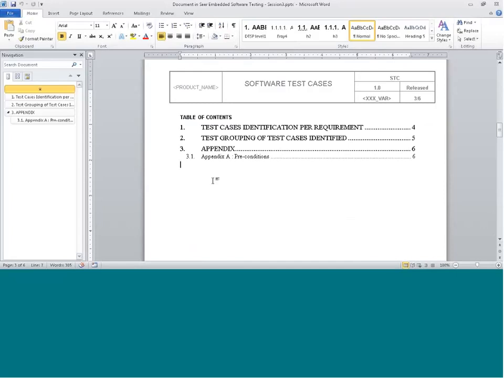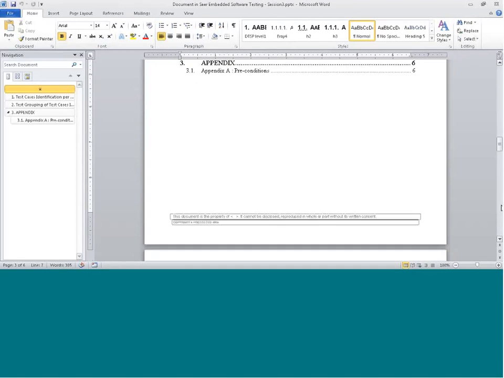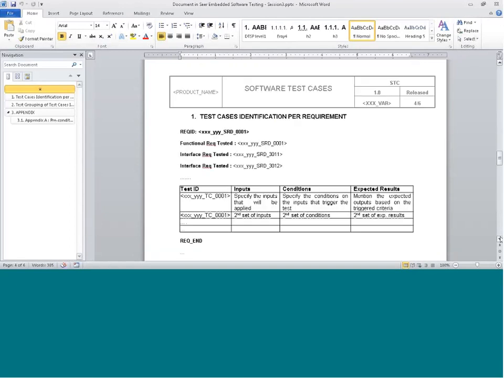Test specification basically will have two basic sections. The first section will identify the test cases for each of the requirements. The next section will identify the group. Basically, once we develop all the test cases for each of the requirements, we are going to group them. Why we need to group, we will understand when going through the test cases. For doing these test cases, there is a precondition that needs to be in place for developing the test case. That will be discussed in the third section.